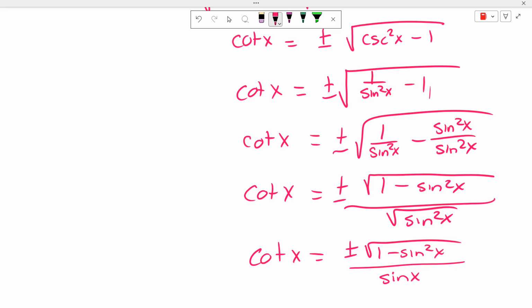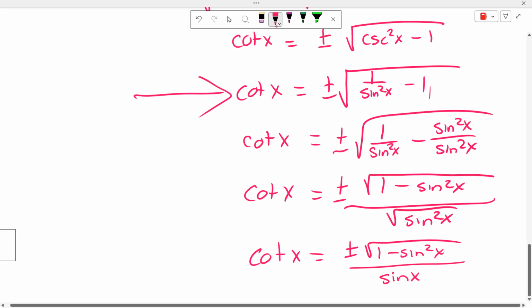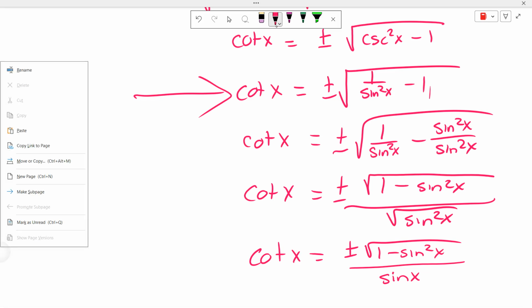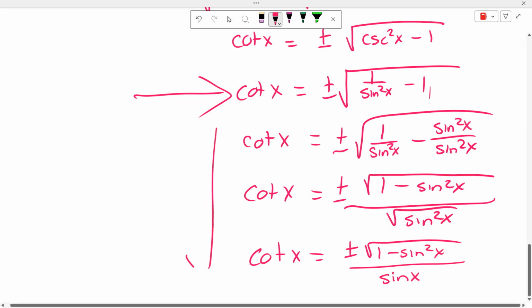Now, because this is Halloween, my treat to you is this. I'll let you leave it right there. I won't make you rationalize the denominator here.